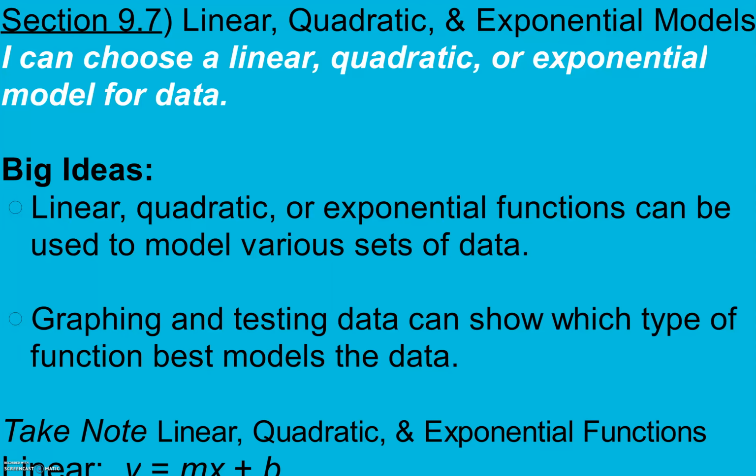Section 9.7 is linear, quadratic, and exponential models. I can choose a linear, quadratic, or exponential model for data. Big ideas for this section: linear, quadratic, or exponential functions can be used to model various sets of data. Graphing and testing data can show which type of function best models the data.